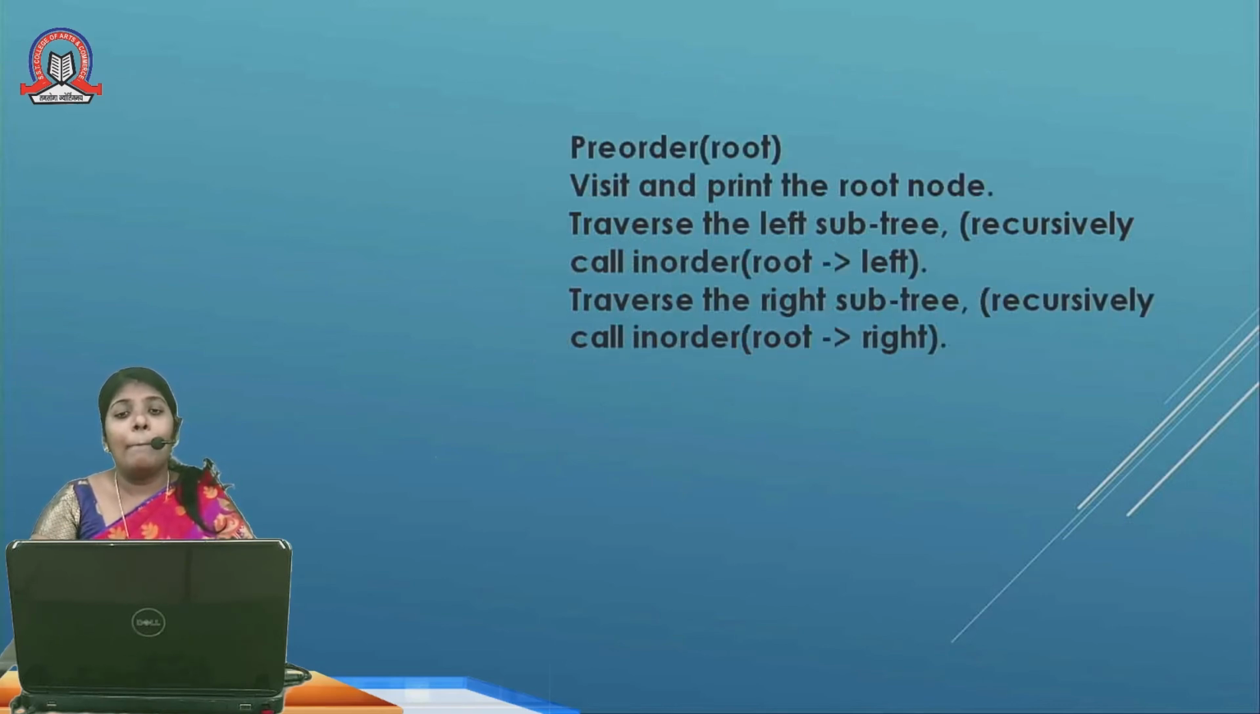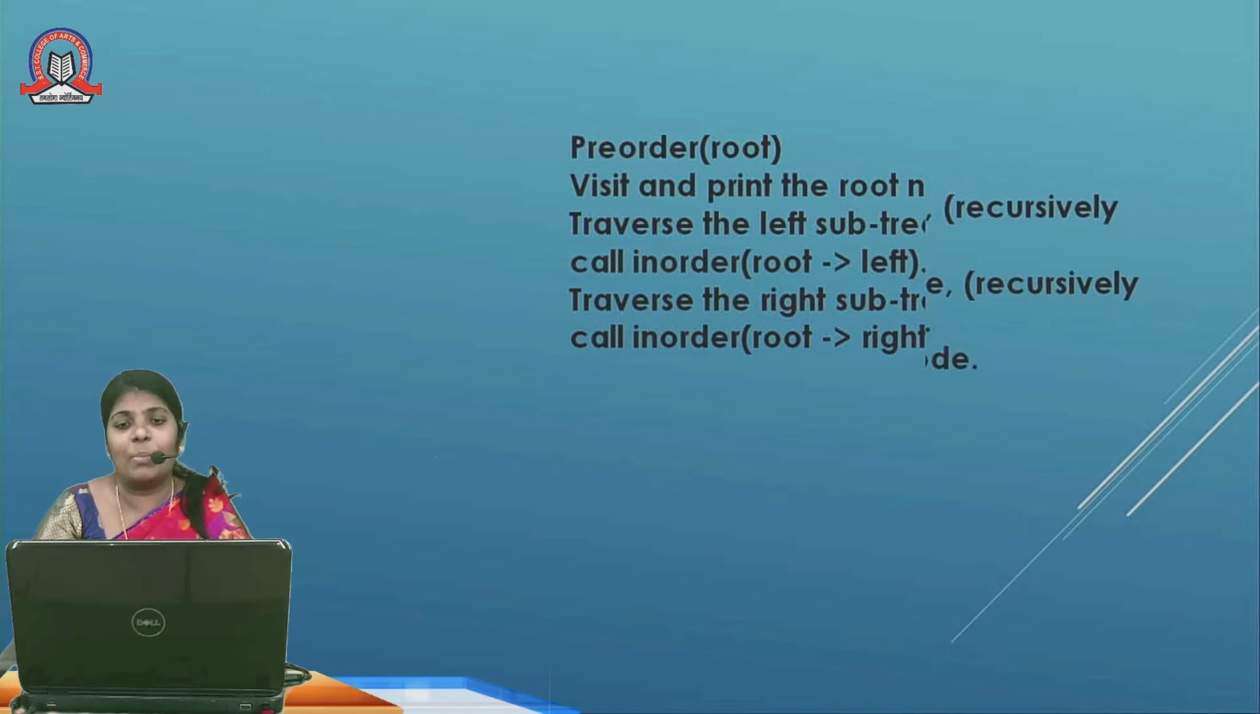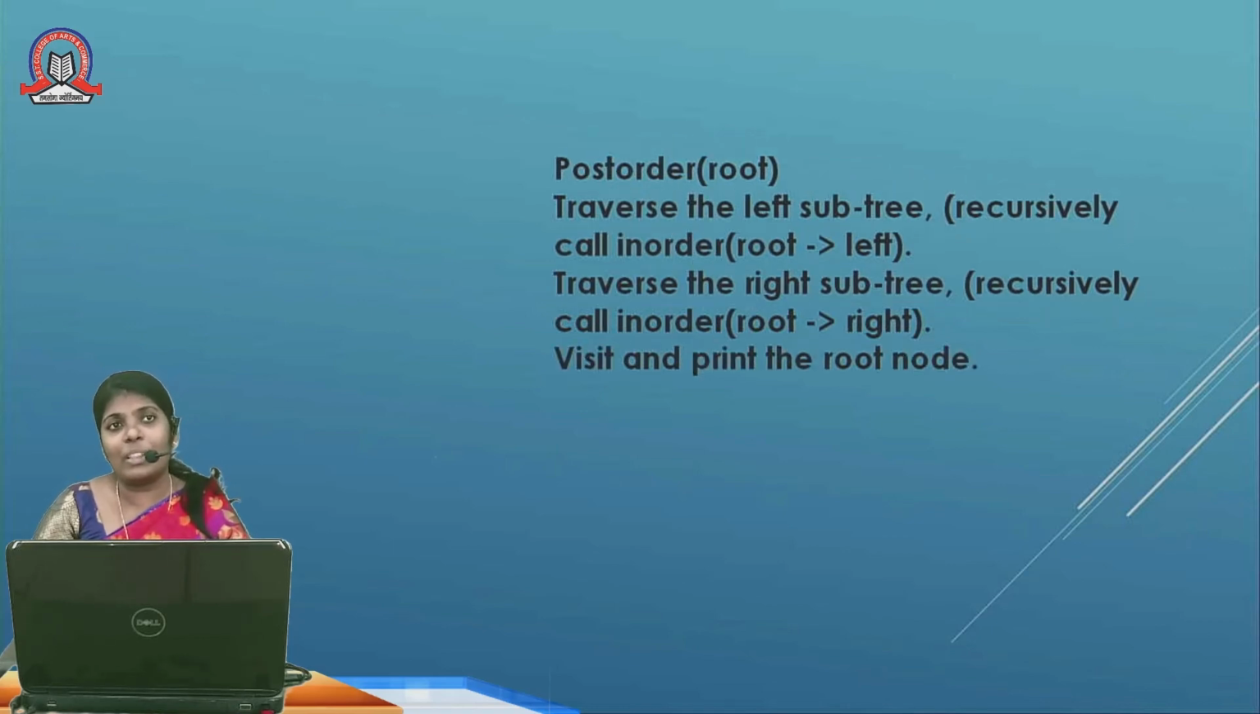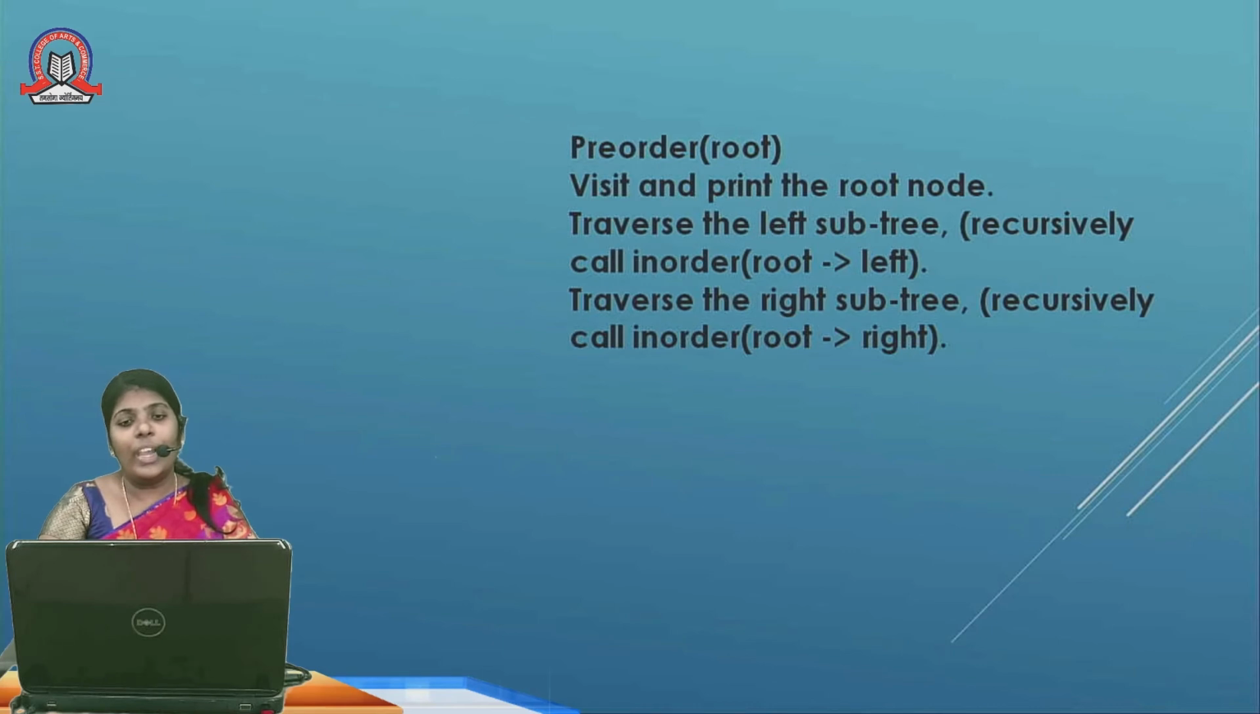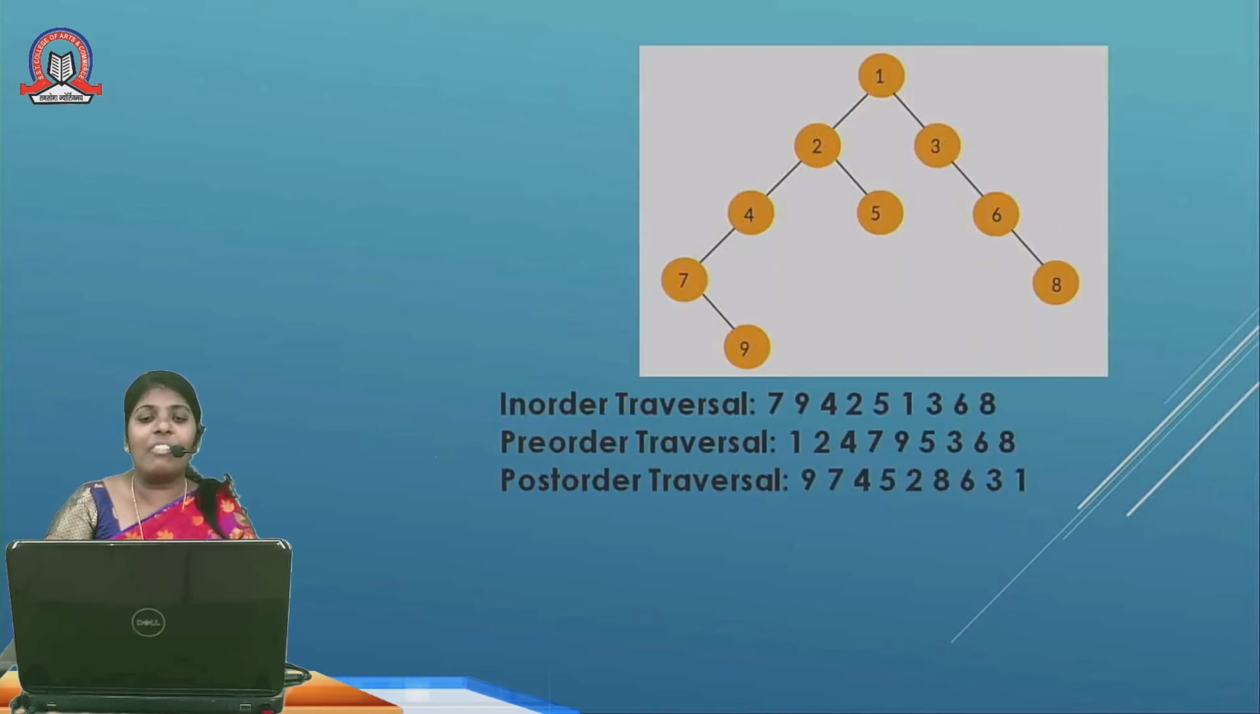Then pre-order. Pre means before. So we will be seeing the root first, then the left child, then the right child. First we visit the root node, then we traverse the left subtree, then we traverse the right subtree. Then post-order. Post-order means after. So first we will be seeing the left child, then right, then we go to the root.